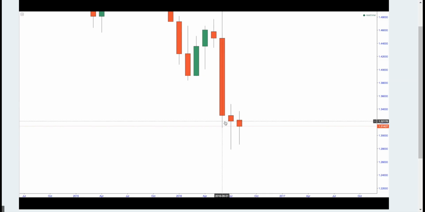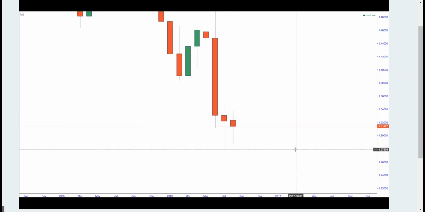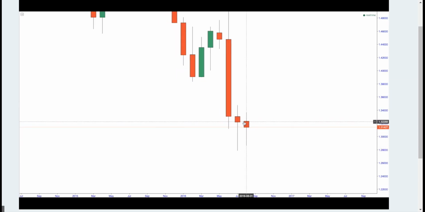So 1.2785 to 1.3217. Let's just say it's 400 pips. So 400 pips here, 400 pips there. So this is the monthly time frame. The next month, the current month is open. We've had a little bit of a breach to the highs again, and that's where we've left the wick at the top, and we've come all the way back down here.